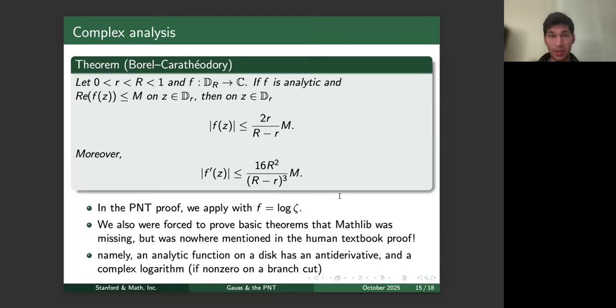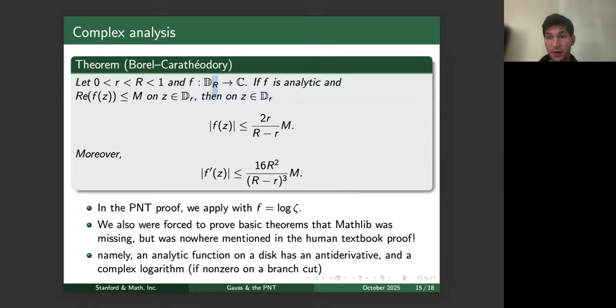In particular, I want to stress that one of the core results needed in the proof, the zero-free region for zeta, is the so-called Borel-Carathéodory theorem. This is a technical statement that you might see in a graduate textbook in complex analysis. It's stated as follows. You have two radii, little r and big R, less than 1, and a function f which is analytic on a disk of radius big R.